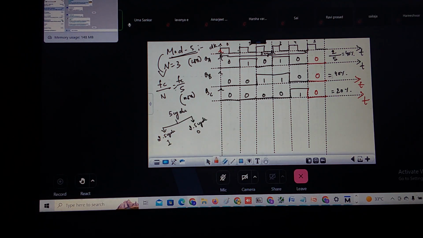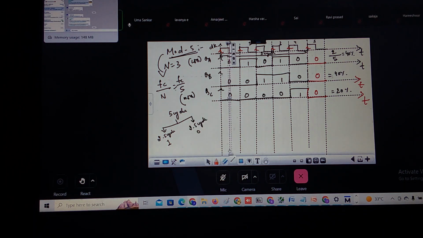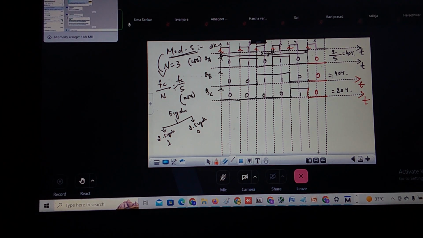This is a positive edge. This is a positive edge. This is a positive edge. So this is a positive edge triggering flip flop I am using in designing the modified counter. Now, I want to make 2.5 cycles 1 and 2.5 cycles 0. These are my negative edges. This is a negative edge. You can mark all the negative edges.